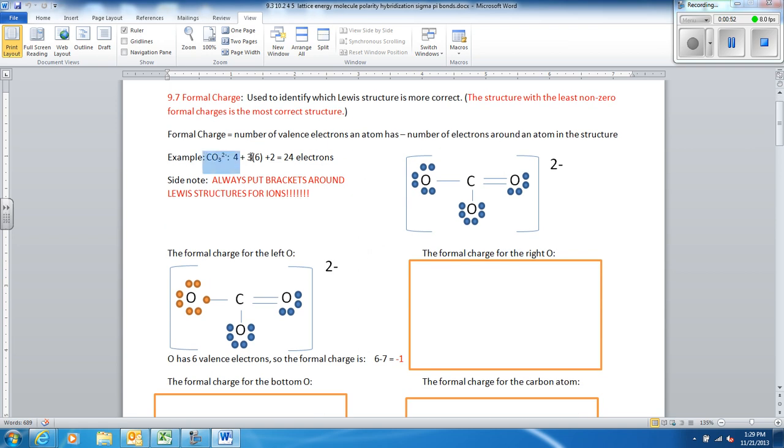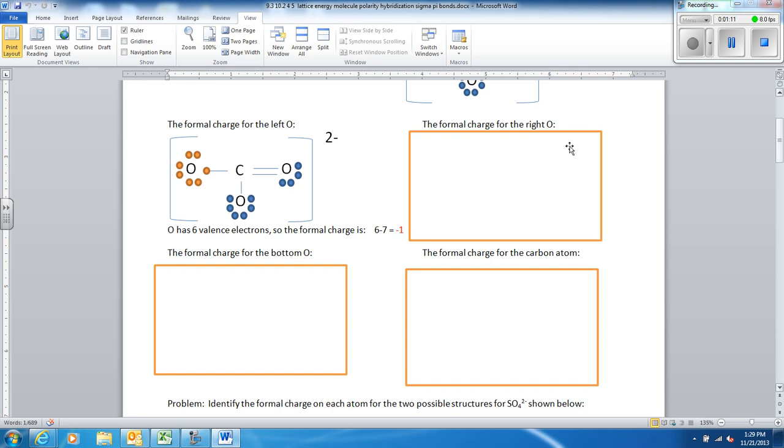Okay, so CO3 minus. We hadn't done ions before. Here's your Lewis structure for CO3 minus. You add 2 electrons for that -2 charge there. So there's your structure. And first we're going to look at the formal charge on the left O.